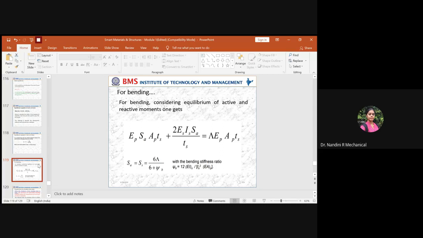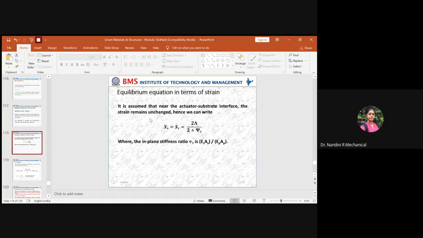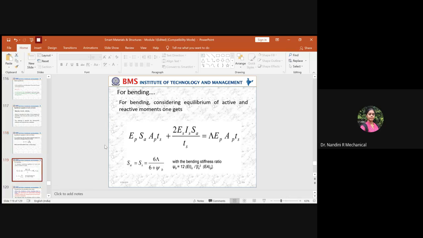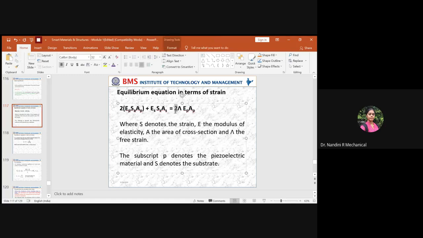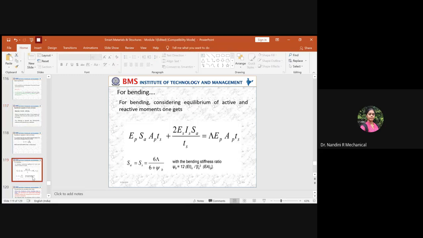So for bending, what is the equilibrium condition? Similar to the strain equation, we are developing the equilibrium equation for bending. In that case, you will also combine the concept of the piezo element with that of the substrate, which will be equal to the free strain times the piezo element factors. It is not equal to twice the free strain here. That is the only difference: in the equilibrium condition it was twice the free strain, whereas for bending it will not be twice the free strain.